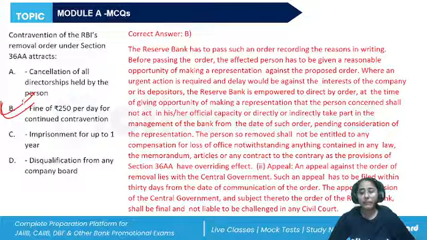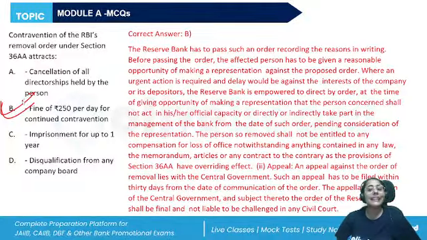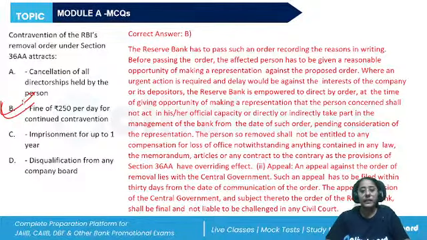Appeal, however, can be made. Appeal will be made to the central government, and the appellate decision will be final. It cannot be challenged in any court after that. All right, so a contravention of the RBI's removal, that is, the banking company is not complying with the order, will attract a fine.